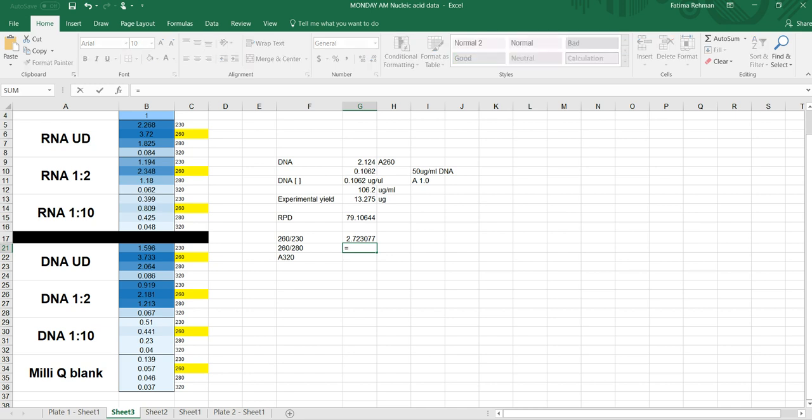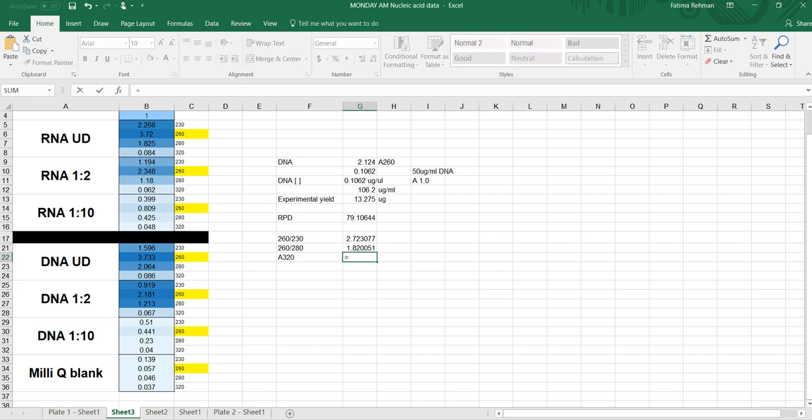Now the next one is going to be my 260 to 280 ratio, so I'm going to do the same exact thing. I'm going to go ahead and first do the 260, take away 0.057, and then I'm going to divide that by my 280. So 280 is the one right underneath it, so I'm going to take the blank of 280, and I get 1.82. For a pure DNA sample, that 260 to 280 ratio should be 1.8. So I did pretty good over there as well.